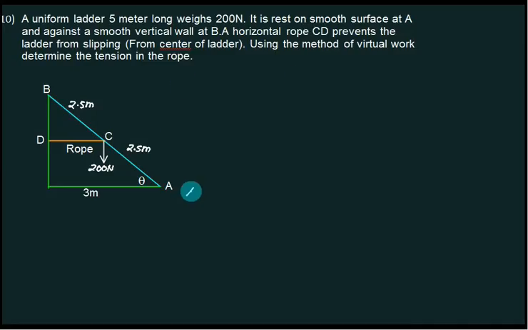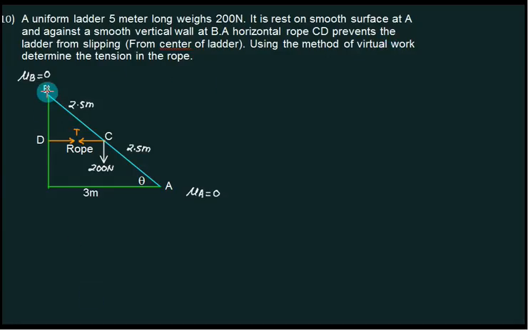It rests on a smooth surface at A. So what is the coefficient of friction here? 0. Against a smooth vertical wall at B. So what is the coefficient of friction here also? 0. Horizontal rope CD prevents the ladder from slipping. If it is a rope, is it always in tension? Next, using the method of virtual work, determine the tension in the rope.